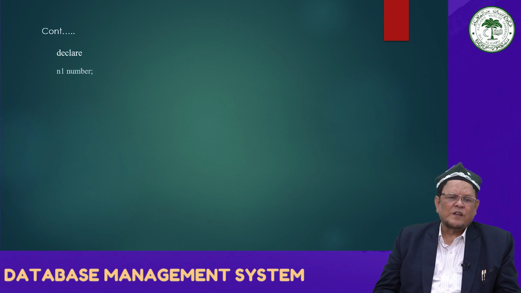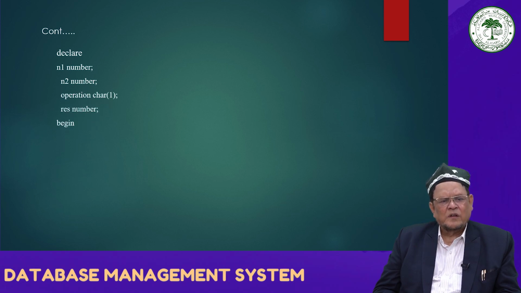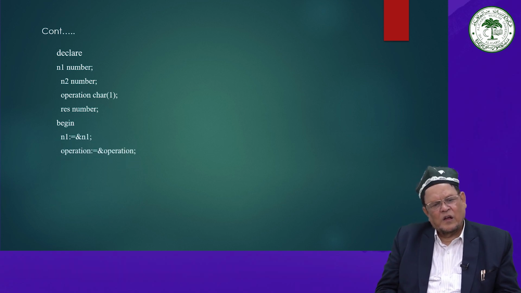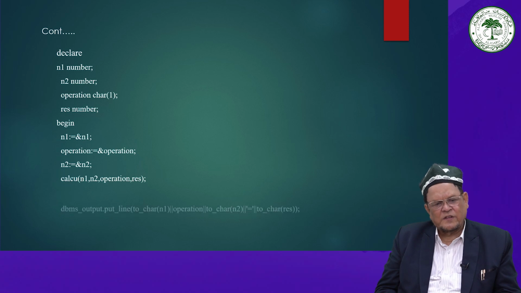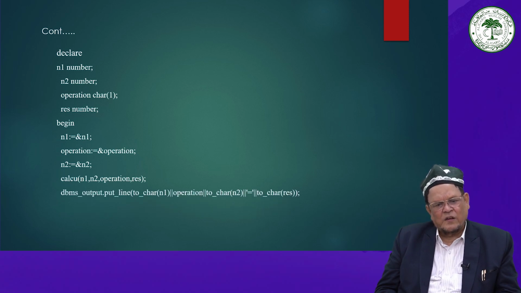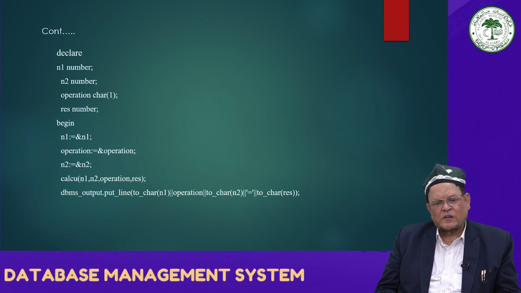Then you have to declare n1 number, n2 number, operation character, result number, then begin, store n1 number, operation also you have to store value, n2 also, and calculate n1 n2 operation, then result, dbms output line character n1 double parallel line or concatenate operation concatenate to character n2 concatenate equal sign within quote, then character result, then end.